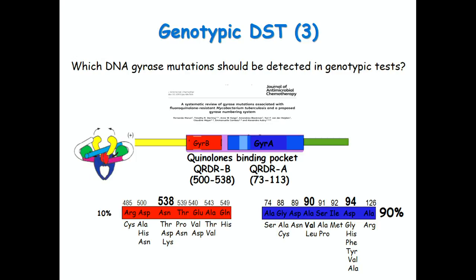So which mutations are detected by those tests? The mutations that should be detected are the ones we found in clinical M. tuberculosis strains resistant to quinolone. They occurred both in gyrA and gyrB in a domain called QRDR. Mainly 90% of those mutations occurred in the gyrA subunit, mainly at the 94 position, followed by the 90 position, and 10% of the mutations occurred in the gyrB subunit, mainly at the 538 position.